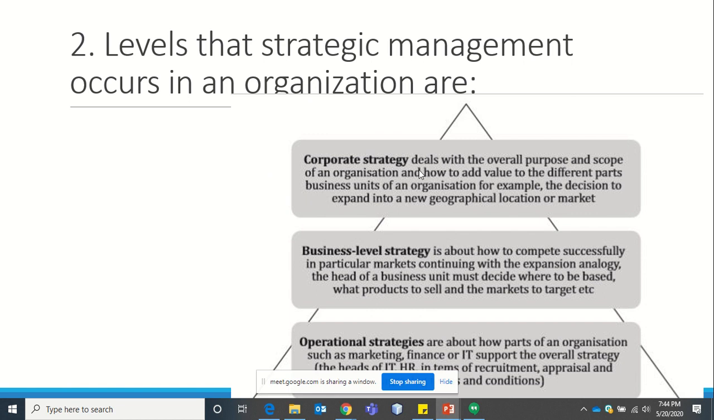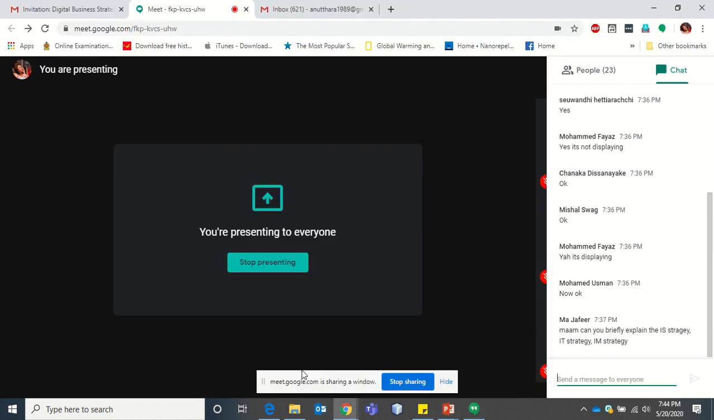So I hope you are okay with the definitions and so on. If you have any questions regarding question number 2, you can ask. It asks about the levels at which strategic management occurs in an organization. So the answer is three: corporate strategy, business level, and operational strategy. Okay. Any questions? If you have any questions, you can raise them.